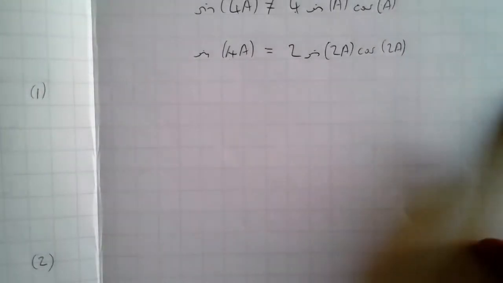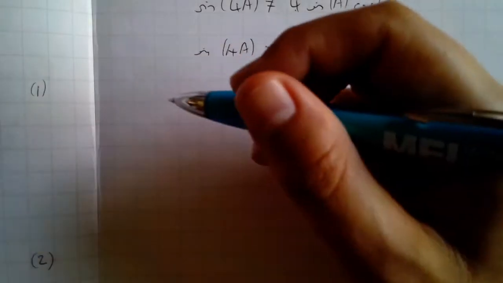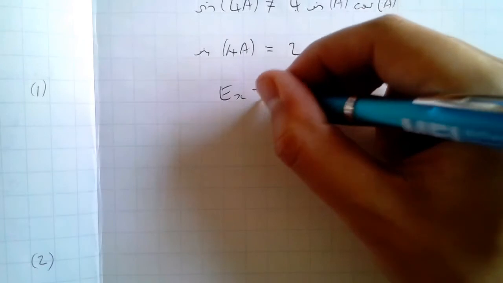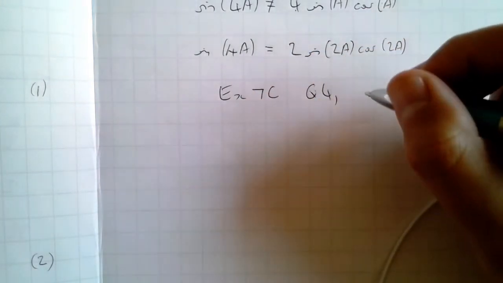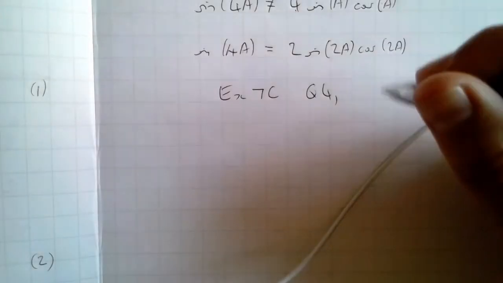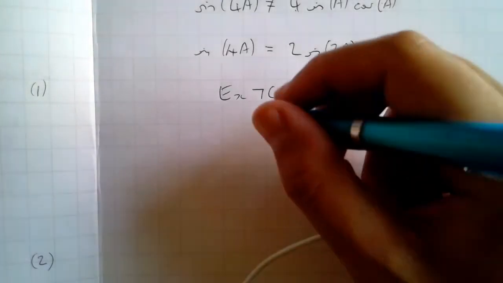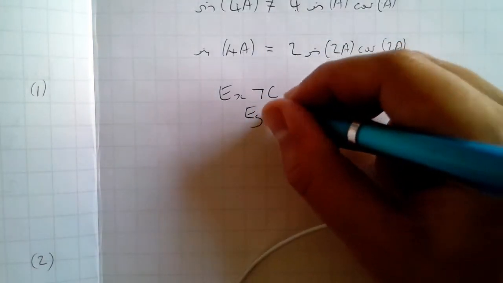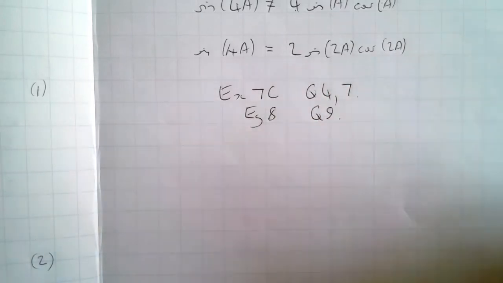Okay, so what I'd like you to do is have a go at some questions. Can you please have a go at exercise 7C, question 4? Excuse me one second. So question 4, question 7. After you've done that, can you read example 8? And after you've read example 8, can you do question 9?